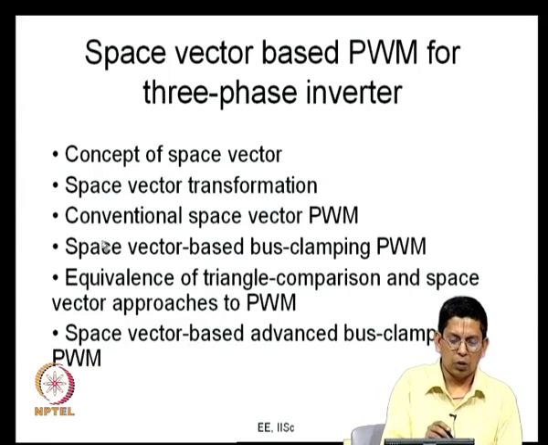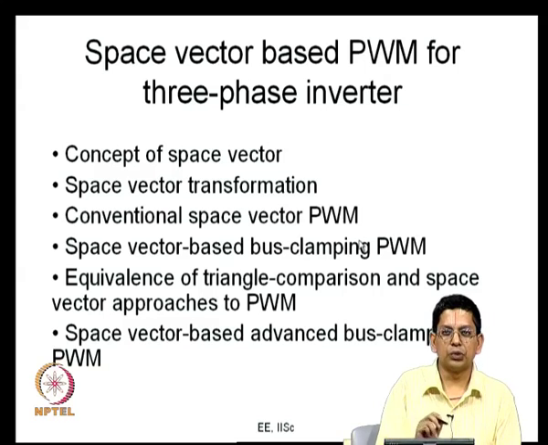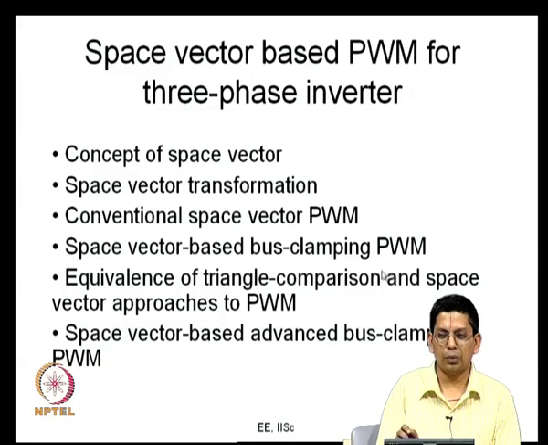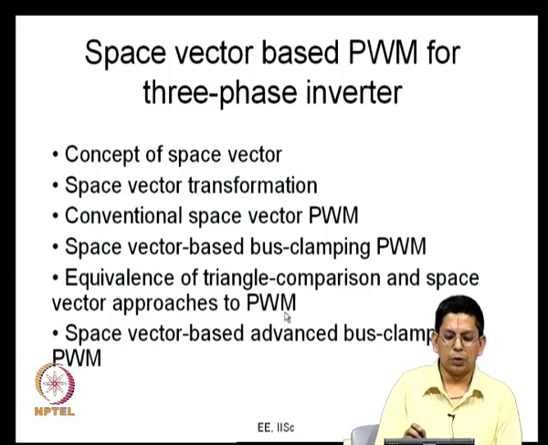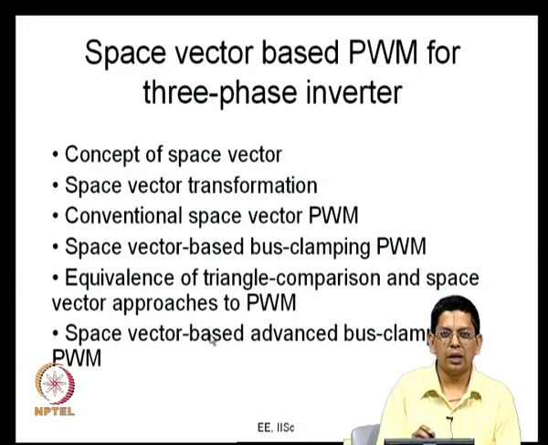So, this is what I would call the most important method using the space vector approach. And there are alternative space vector based approaches. This bus clamping PWM, you recollect that the discontinuous PWM or bus clamping PWM, which we discussed in the earlier module with triangle comparison methods, we will now discuss in this module also. How to produce this bus clamping PWM, not by comparing triangular carriers and a modulating signal, but from the space vector approach, is what we would also be looking at now.